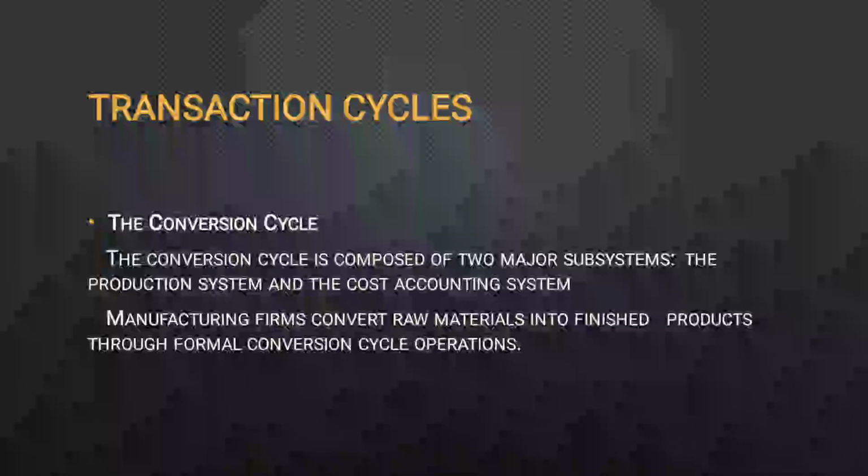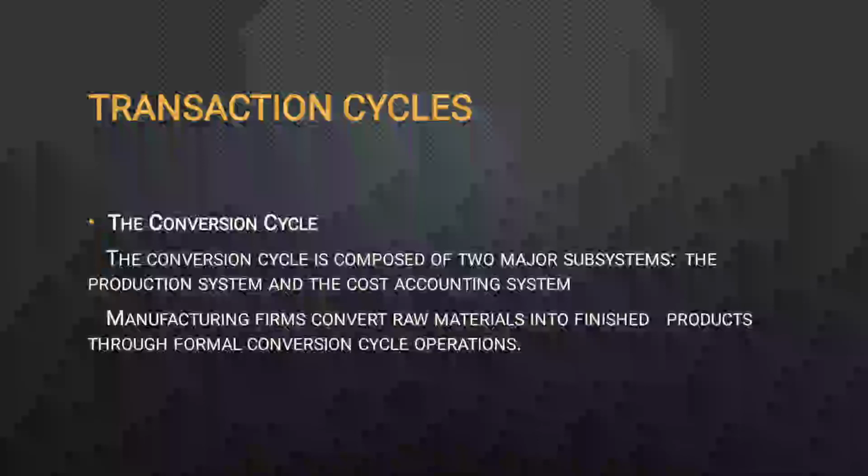Then next naman is yung sa cost accounting system. So dito naman is minomonitor yung flow of cost information related sa production. So ano siya, framework siya na ginagamit ng firms to estimate the cost of their products for profitability analysis, inventory valuation, and cost control. Tapos dun sa performance reporting and management decision.